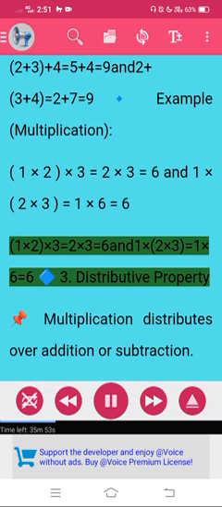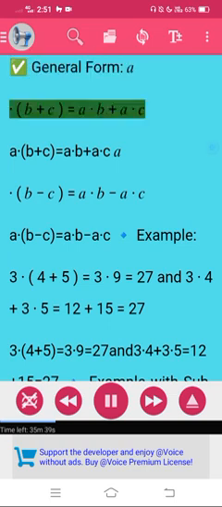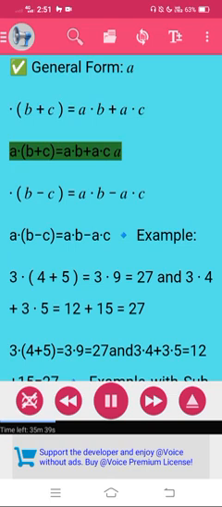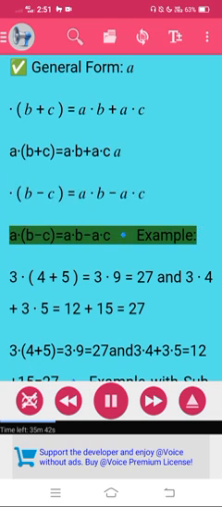Number 3, the distributive property. Multiplication distributes over addition or subtraction. General form: a · (b + c) equals a · b plus a · c, and a · (b − c) equals a · b minus a · c.